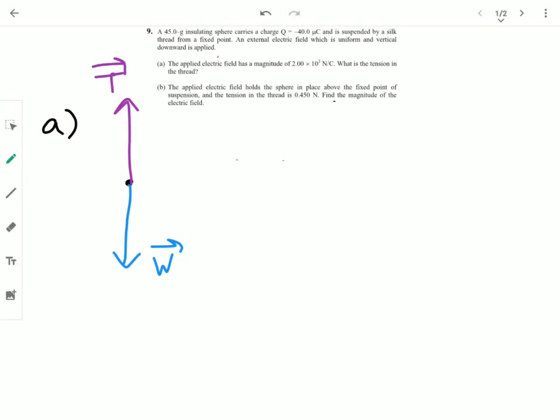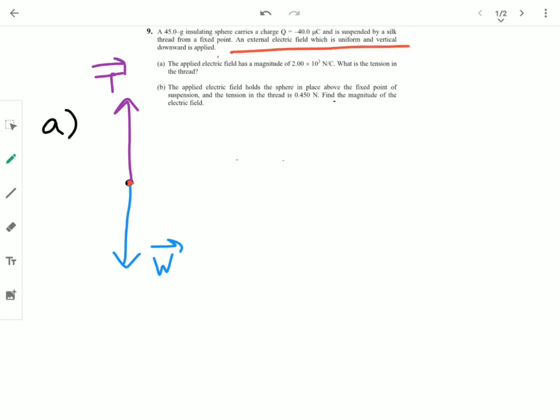So now let's think about the free body diagram for a second. This here is the electric sphere. I've drawn the weight down and the tension up because it's suspended by the silk thread. Do you think I've drawn all the forces? No, right? Because it says there is an external electric field which is uniform and vertical downward.